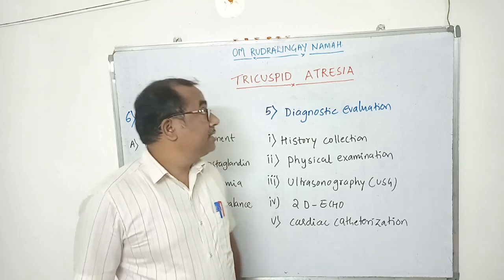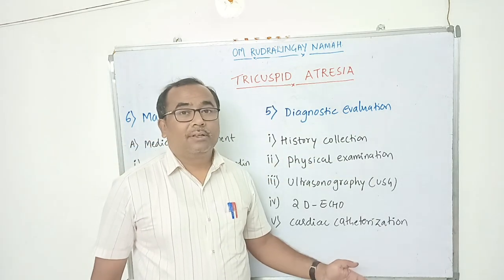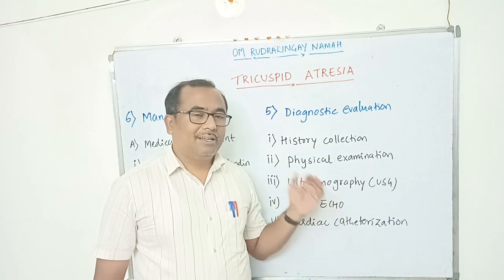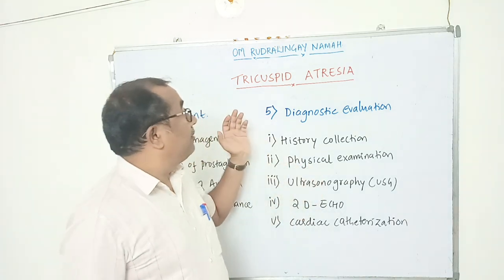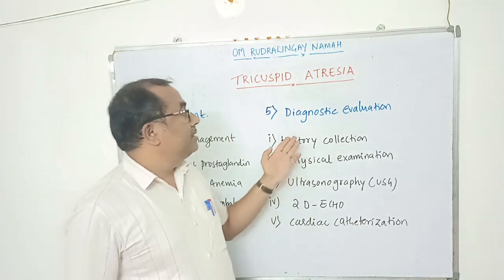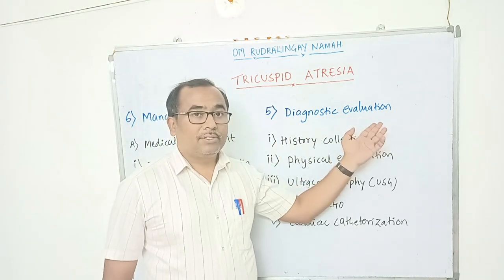So last class we were discussing tricuspid atresia. We have discussed half of it. Now let us discuss the remaining part of tricuspid atresia. Let us discuss the diagnostic evaluation: how to diagnose this condition.